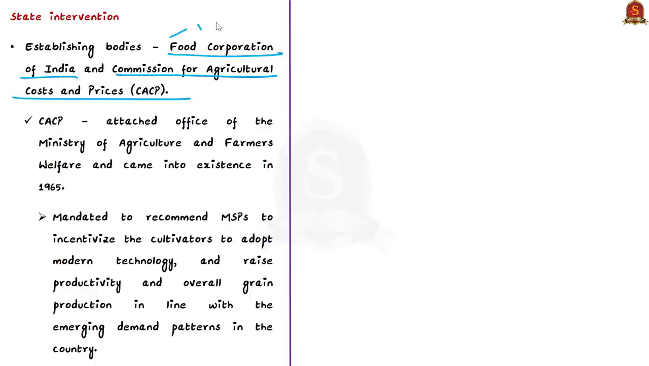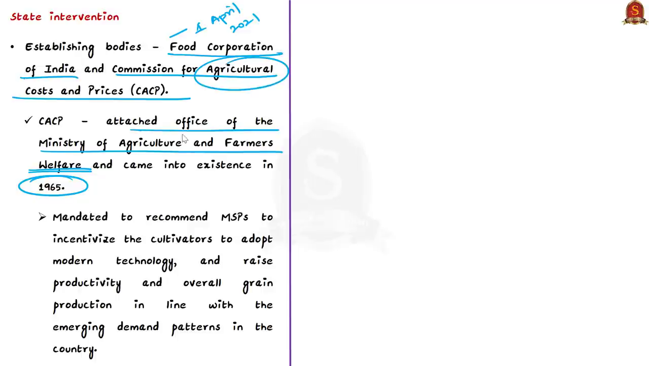Now coming to the Commission for Agricultural Costs and Prices, see, it is a body that is established based on a resolution of the Government of India in the year 1965, and it is an attached office of the Union Ministry of Agriculture and Farmers Welfare. It is mandated to recommend minimum support prices. The purpose is to incentivize the cultivators to adopt modern technology, then to raise productivity and overall grain production in line with emerging demand patterns in the country.